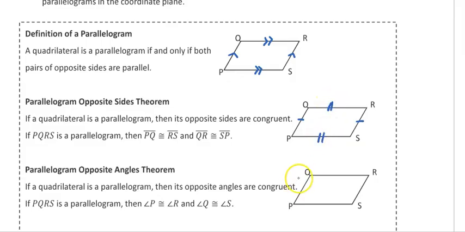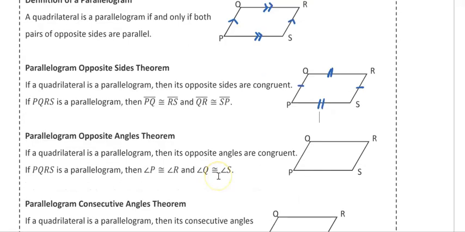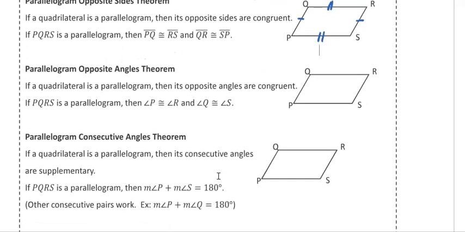The parallelogram opposite angles theorem says if a quadrilateral is a parallelogram, then its opposite angles are congruent. So angle P is congruent to angle R because they're opposite, they're across from each other. And angle Q is congruent to angle S because they are opposite from each other.